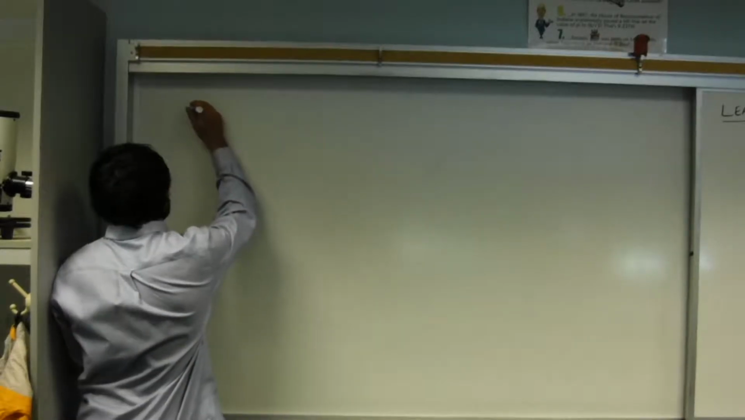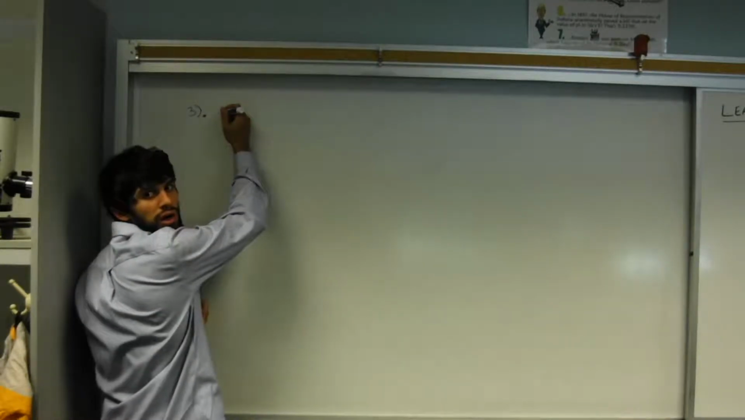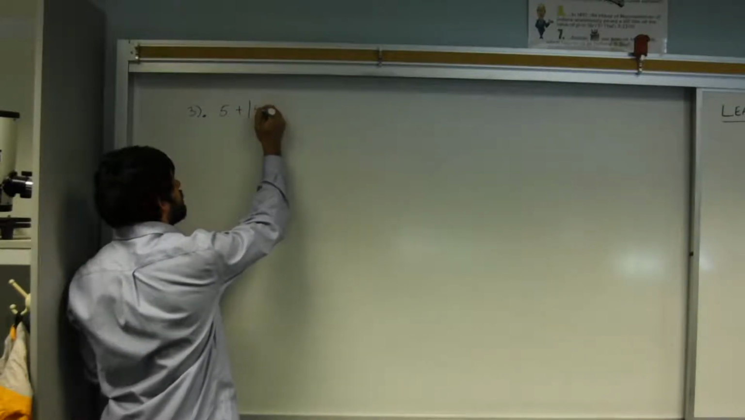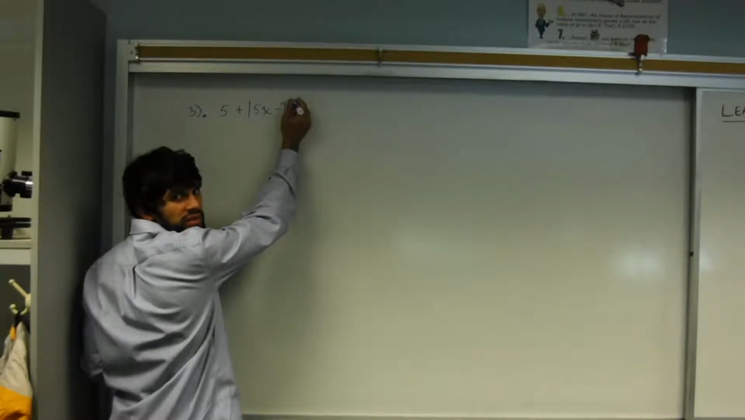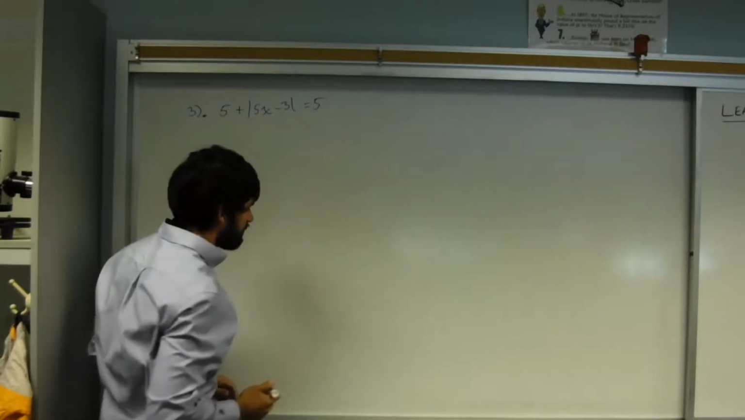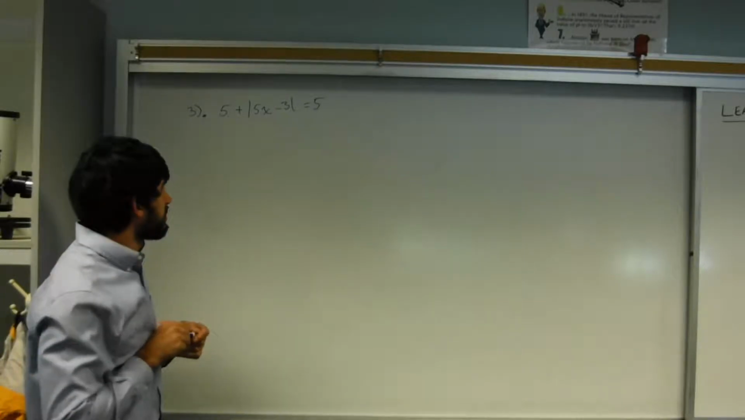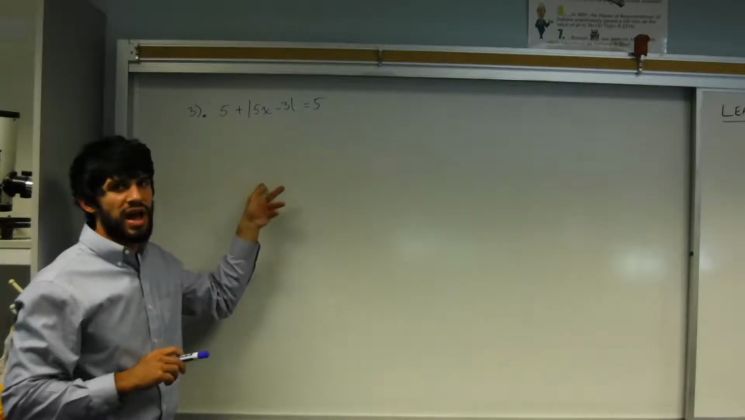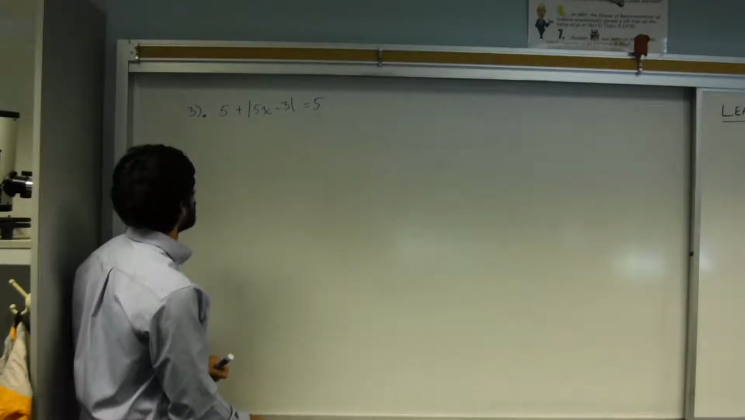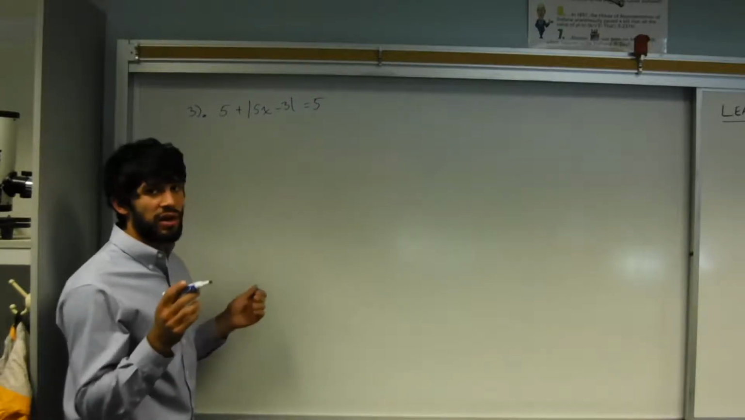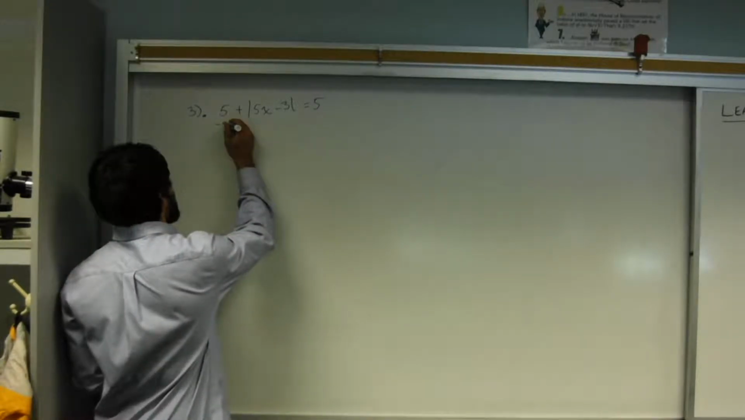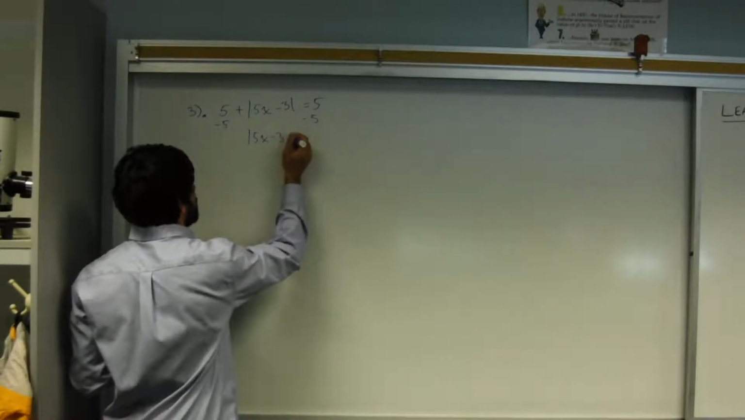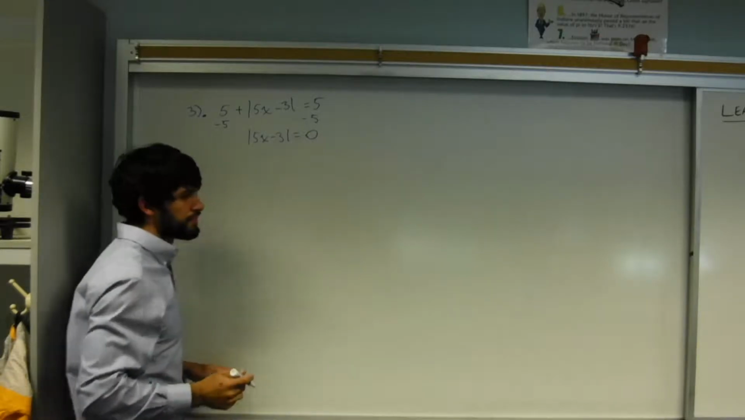So let's do 5 plus absolute value of 5x minus 3 is equal to 5. You'll notice something slightly different about this equation, which is that the absolute value is not yet isolated. So before we split our equation, we're going to need to subtract 5 from both sides. We get 5x minus 3 is equal to 0.